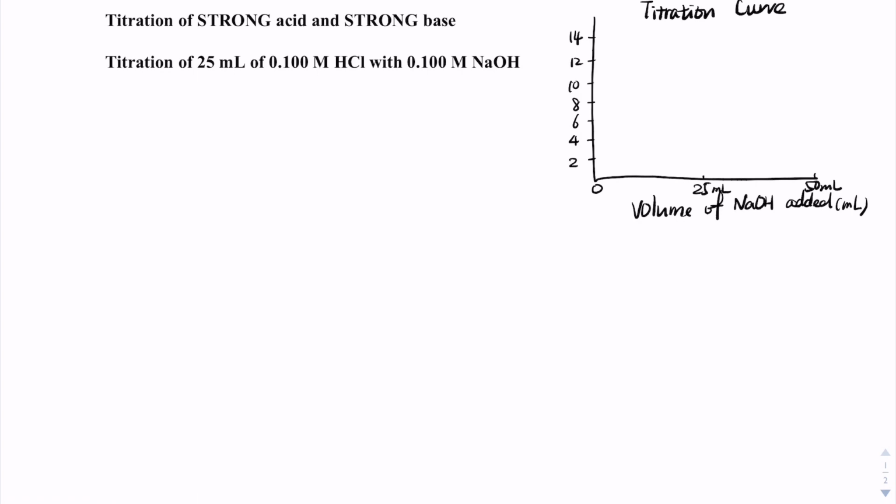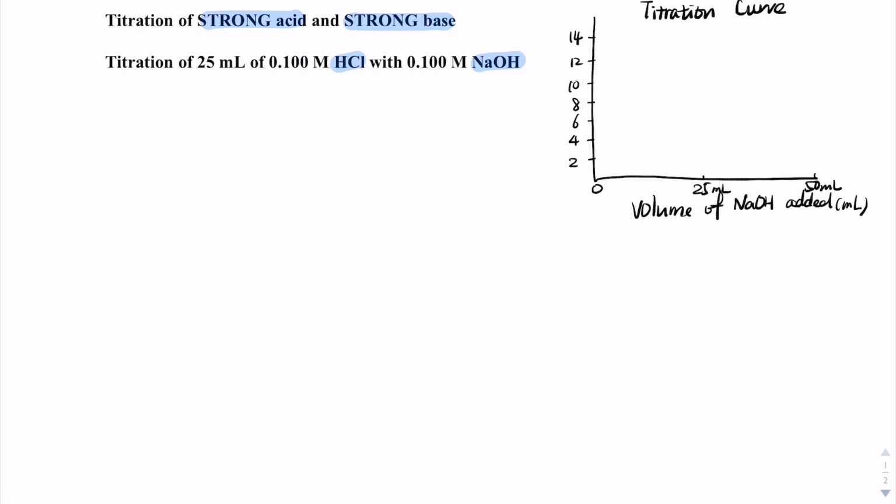Hello everyone, today we're going to do an example question on calculating the pH of different regions of a titration of strong acid and strong base. So you're going to have a strong acid, strong base situation. In this example question, we have HCl, hydrochloric acid, as our strong acid and sodium hydroxide as our strong base. Then let's start this titration.